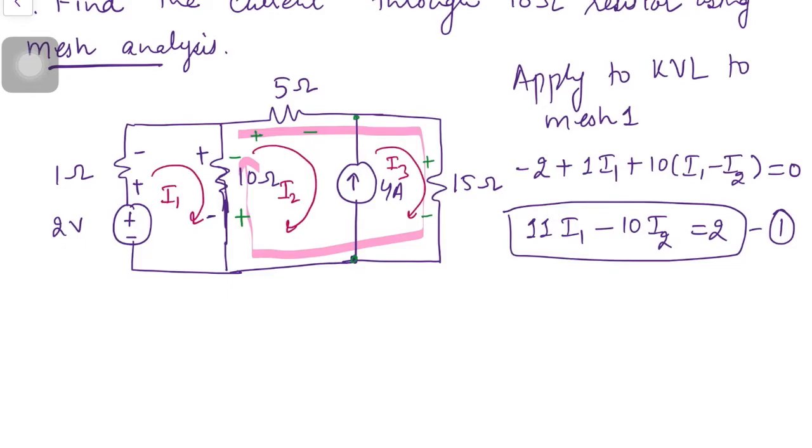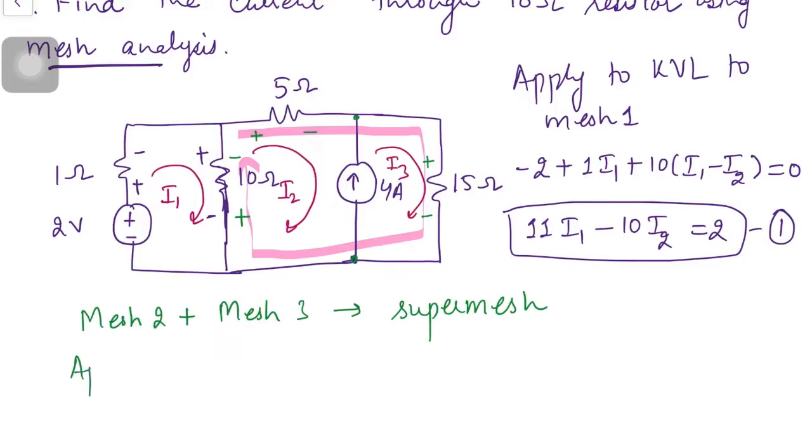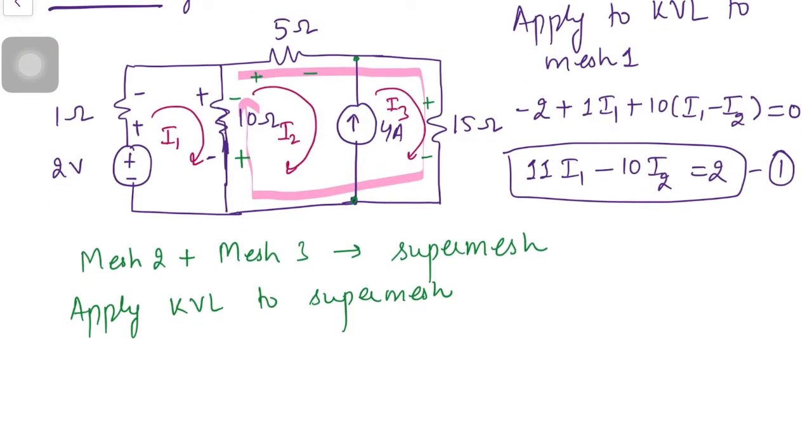So mesh 2 and mesh 3 will give us a supermesh. Next step is apply KVL to supermesh. Now when we apply KVL to supermesh, the current through each resistance is the current of the respective mesh. For 5 ohm resistance it's I2, for 15 ohm resistance it's I3, and for 10 ohm resistance it's a resultant current in direction of I2.